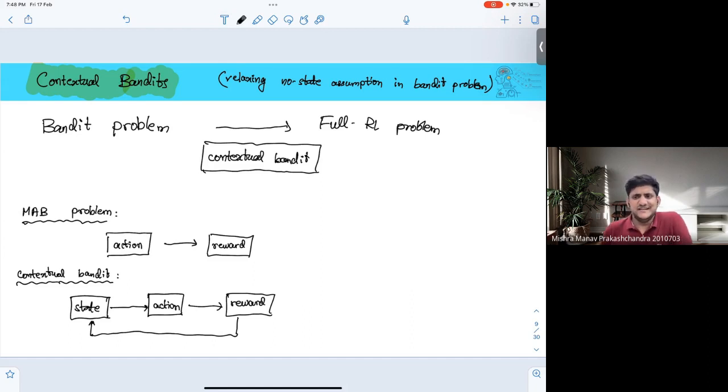So what is still missing for it to be identified as a full RL problem is that there is no sequential dependence. I just take a state, I do an action, I get a reward. That's it. I don't get state, action, reward, then next state, next action, next reward, and so on. So in a full RL problem, there is also a state-action sequence that keeps on happening. You have state, action, reward, state, action, reward. So it's like a full trajectory that you're building.